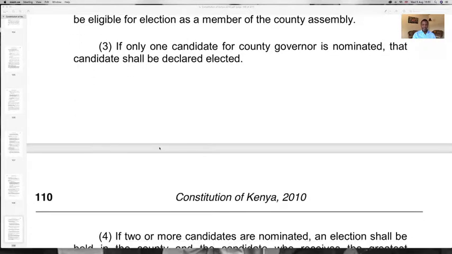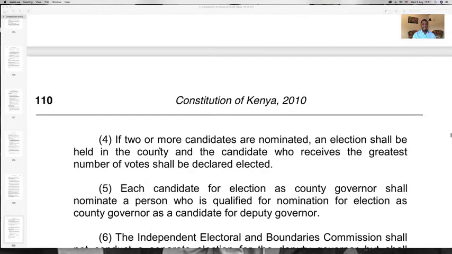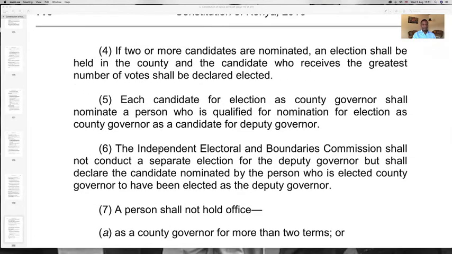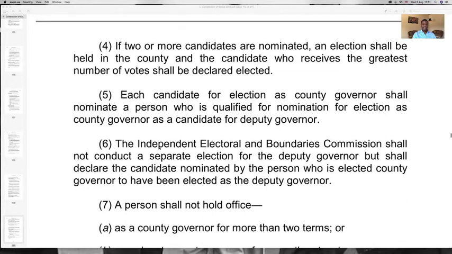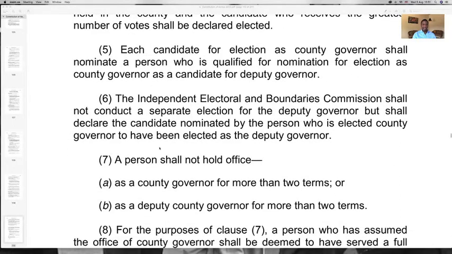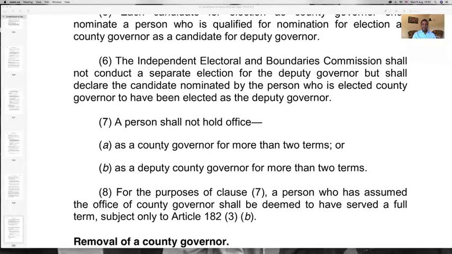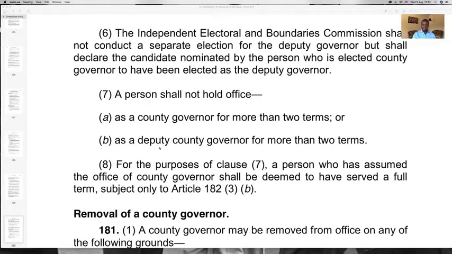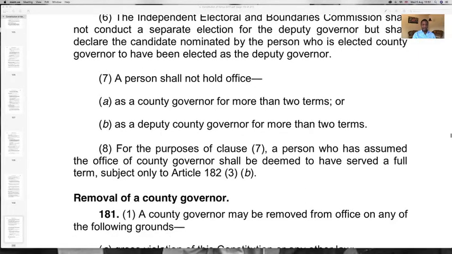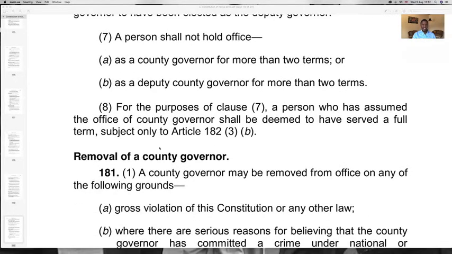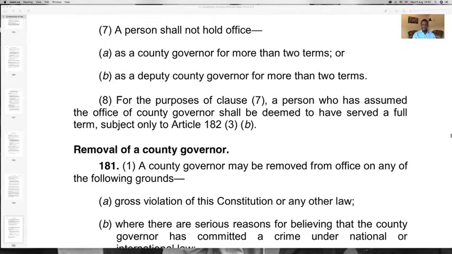And if only one candidate for county governor is nominated, that candidate shall be declared elected unopposed. If 2 or more candidates are nominated, an election shall be held in the county, and the candidate who receives the greatest number of votes shall be declared elected. Each candidate for election as a county governor shall nominate a person who is qualified for nomination for election as a county governor, and that candidate will be the running mate or the deputy governor. And the IEBC shall not conduct a separate election for the deputy county governor. In that when the governor is elected, so is the deputy governor. A person shall not hold office as a county governor or a deputy county governor for more than 2 terms, that is for more than 10 years.